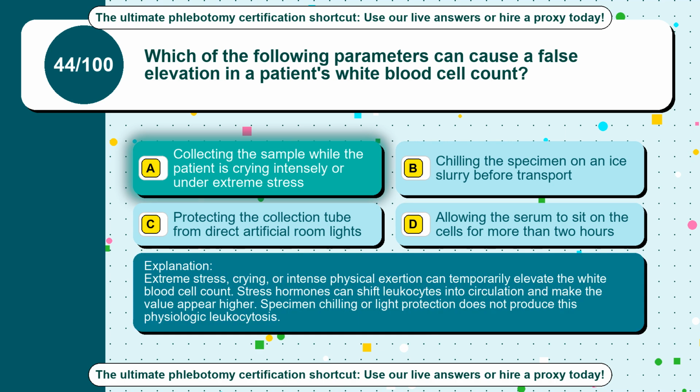Extreme stress, crying, or intense physical exertion can temporarily elevate the white blood cell count. Stress hormones can shift leukocytes into circulation and make the value appear higher. Specimen chilling or light protection does not produce this physiologic leukocytosis.